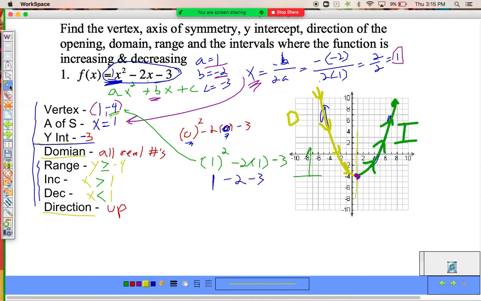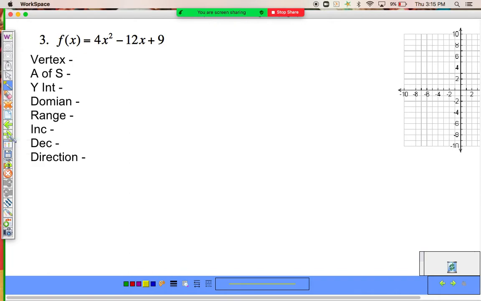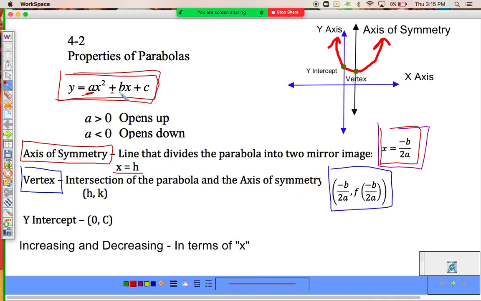Now, let me do this real quick. Someone just asked where I got my A, B, and my C from. My A is the value in front of x squared. My B is my value in front of my x. And the C is my number. Because if you go back to this formula, ax squared plus bx plus c, A is in front of your x squared, B is in front of your x, C is your number.